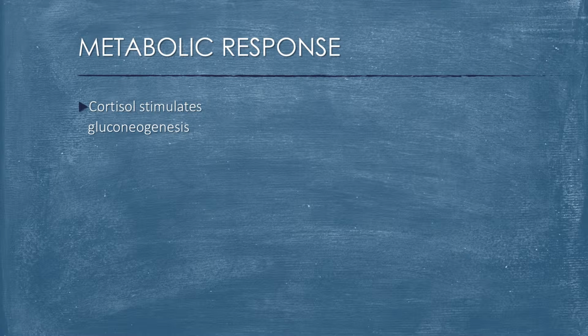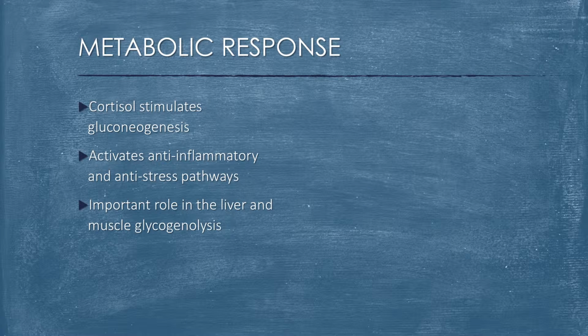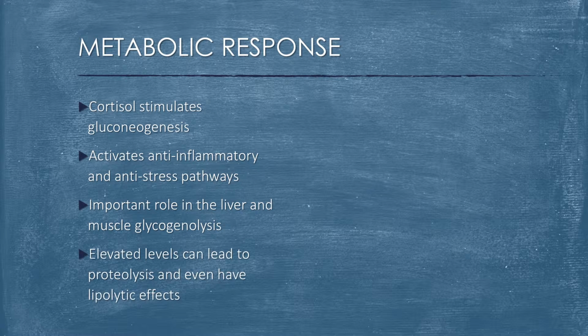Now let's talk about the metabolic response that cortisol has. First of all, cortisol stimulates gluconeogenesis, which is the formation of glucose. This activates anti-inflammatory and anti-stress pathways, similar to the pathways mentioned in the slide prior.